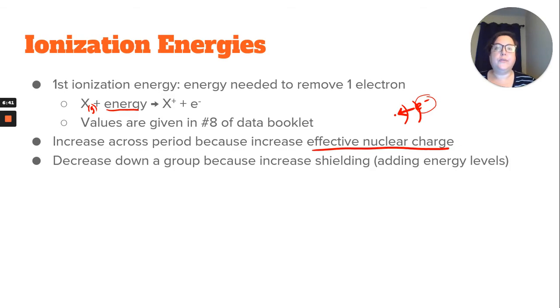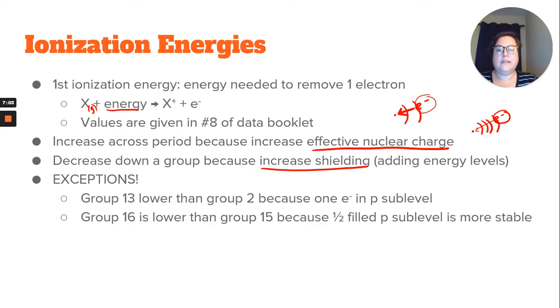But when you go down a group, since you are increasing shielding, you actually have lower ionization energy. So if we have a bunch of energy levels and then our electron sitting way out here, we're not really attracted to the nucleus, so that's going to require less energy to remove it.